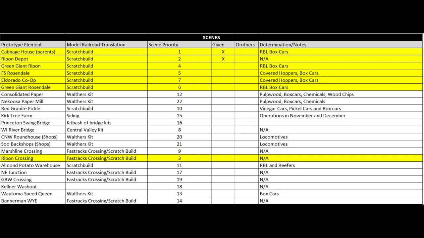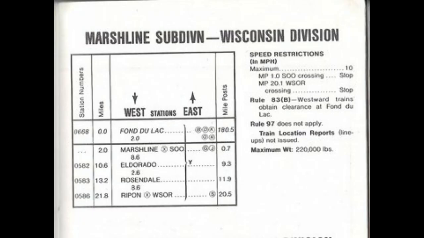So I have my towns and I have my scenes that I want to model. So how are we going to do this? So now that I have the towns and the scenes laid out, I wanted to put a prototype operation to it.